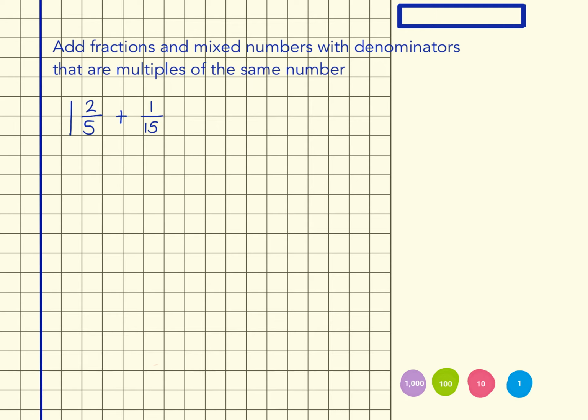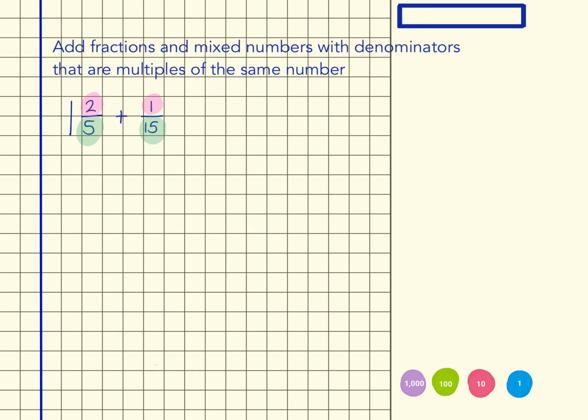Add fractions and mixed numbers with denominators that are multiples of the same number. So first of all, it's worth making sure that we are aware that the denominator is the number at the bottom here. This is the denominator. The number at the top here, this is called the numerator.